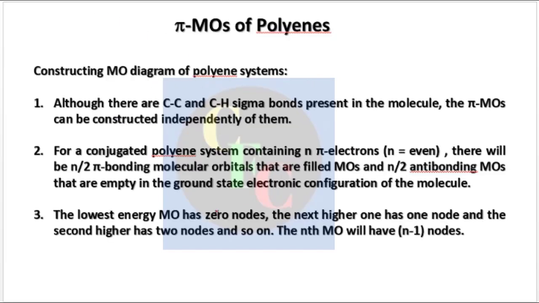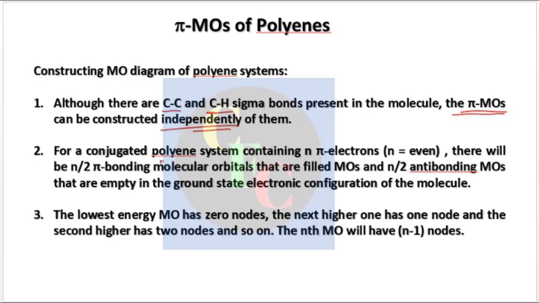See, these polyenes of course have carbon-carbon sigma bonds and carbon-hydrogen sigma bonds also, right? But while constructing the polyene pi molecular orbitals, we will not consider them. These pi molecular orbitals can be constructed independently of the sigma bonds. This is our first assumption.